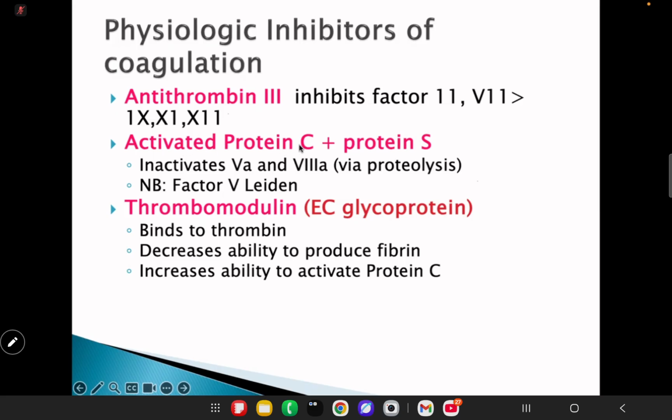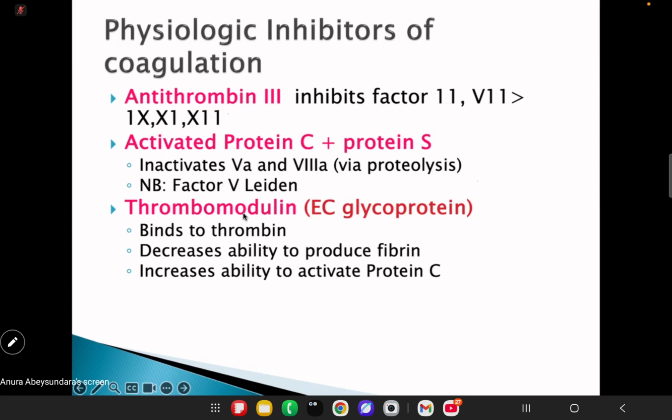Okay, and the activated protein C and S. Protein C and S are also vitamin K dependent, but in contrast to the clotting factors, they inhibit the clotting. Understand? Protein C and protein S work to inhibit the clotting. They basically inactivate factor 5 and 8, mainly.